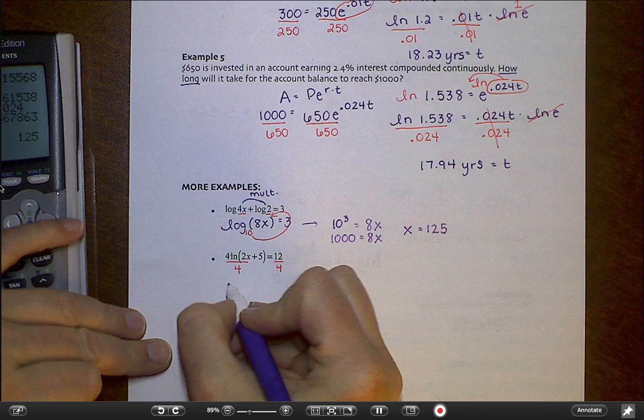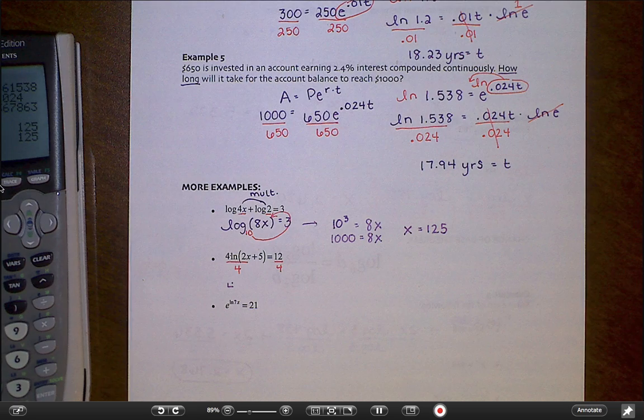And then I would write this as 4. Nope, sorry, the 4 is gone now.